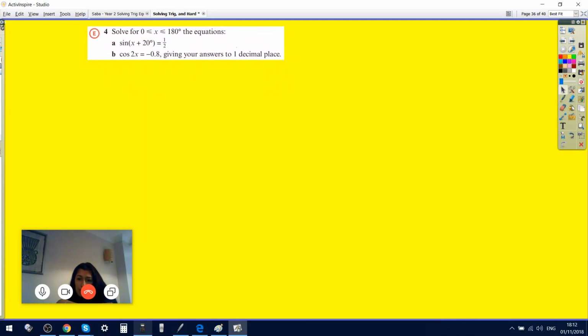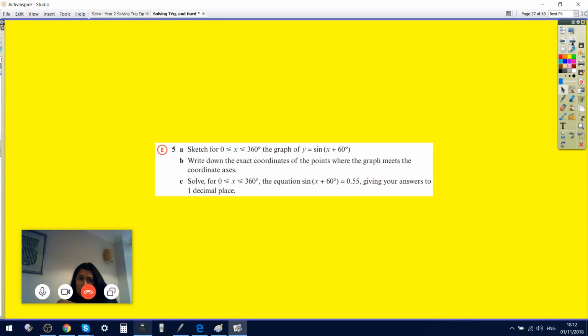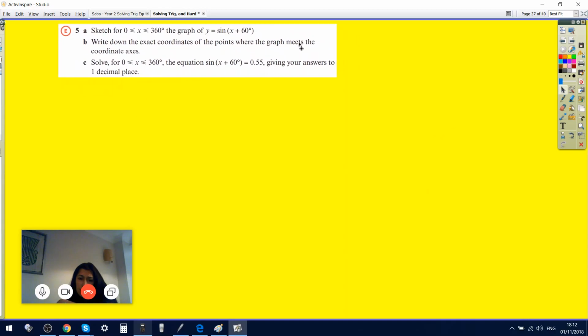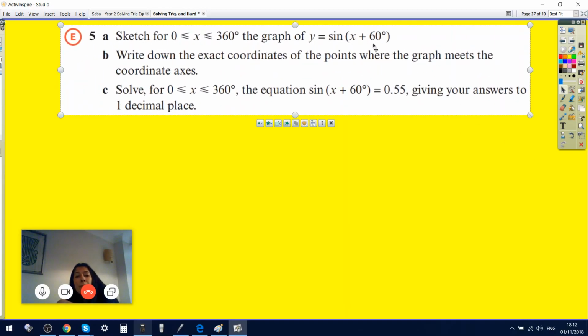This is what an exam question looks like. That's easy peasy, thankfully. So it's got the plus type, that's okay. That's got the times type, that's okay. Sketch this graph. What's the difference between the graph of y equals sine x and y equals sine x plus 60?